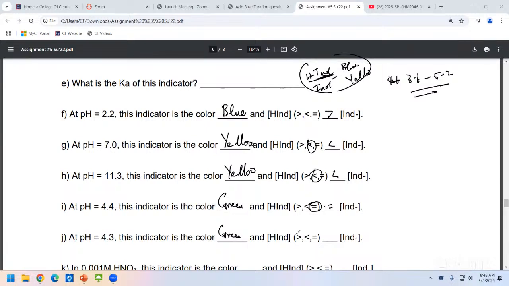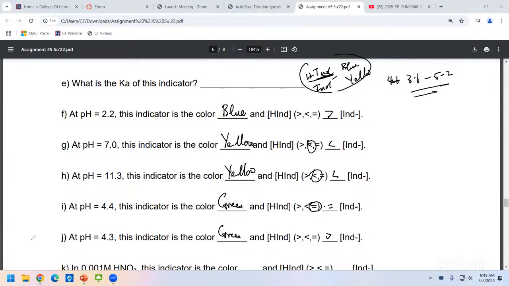But because the pH is lower, I would say that the HIND is slightly less. I'm just going to put less than sign compared to the IND minus. All right? Okay, any questions about that? Any questions? Yes, sir. Would it be the other way around for the HIND and the IND minus? Yes, thank you. Yeah, it will be the other way around, right. So this would be greater than. All right. Okay. Any other questions about this?